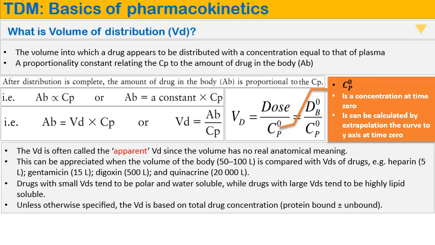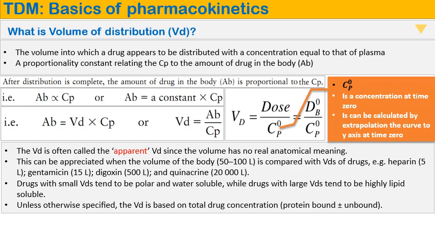مثلا for example heparin, the volume of distribution is 5 liters while the body size is 50 to 100 liters. Gentamicin, the volume of distribution is about 15 liters, less than the body, while digoxin is very large, 500 liters, greater than the body. Quinacrine is about 20,000 liters. This is a very huge volume, equal to about a water tanker. It's greater than the volume of the body. So it's called apparent here.